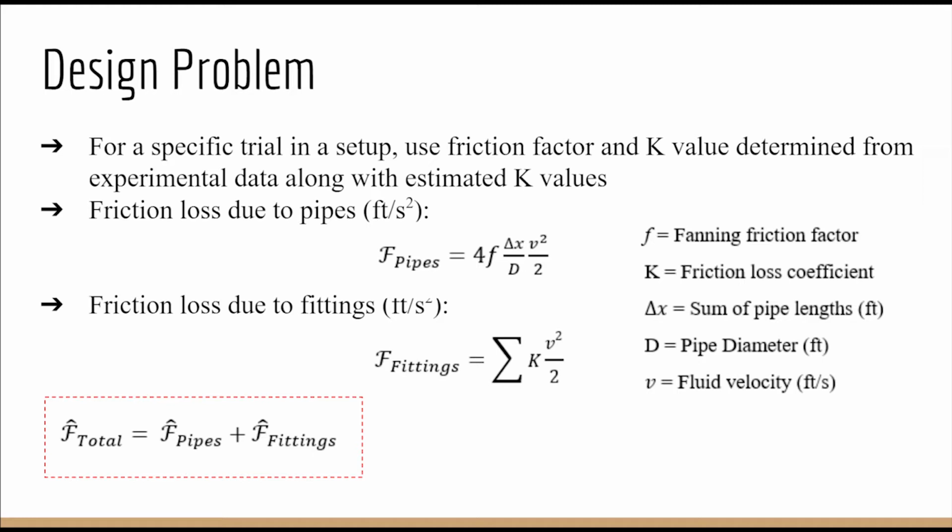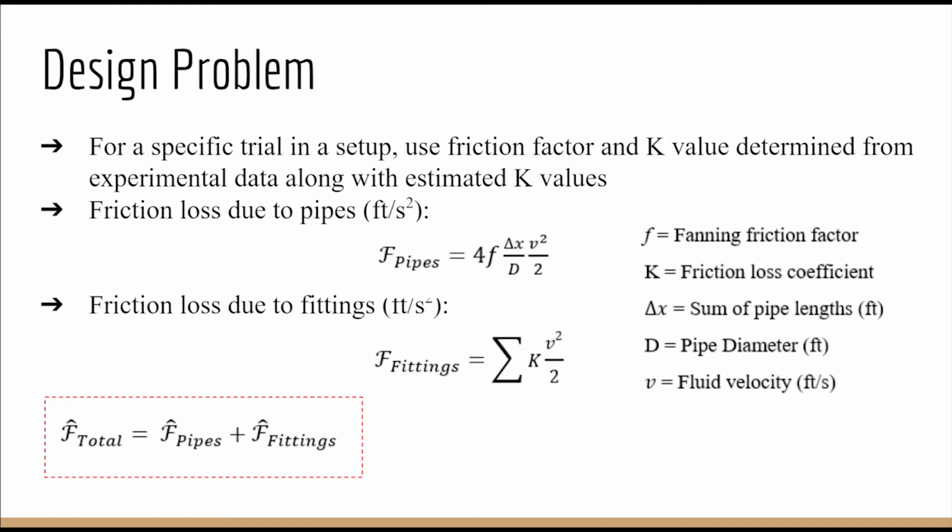The total friction loss of the system may be solved using the friction factor found earlier, the pipe diameter, pipe lengths, and the velocity of the specific trial. The friction loss in the pipes can be solved using the equation: the total friction is equal to 4 times the friction factor multiplied by delta x over d times v squared over 2, where V is the velocity, delta X is the sum of all the pipe lengths in the system, and D is the diameter. The friction loss from the valves can be solved using the summation of the K values multiplied by V squared over 2.